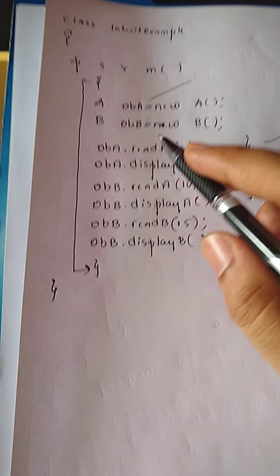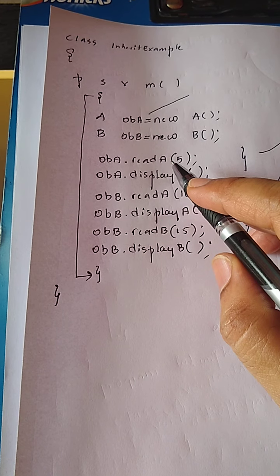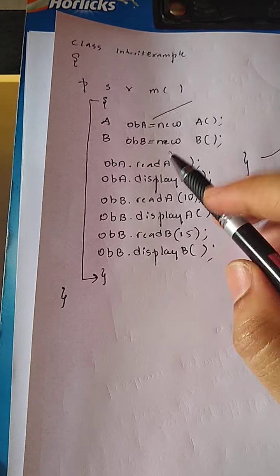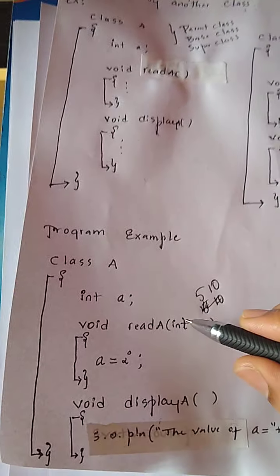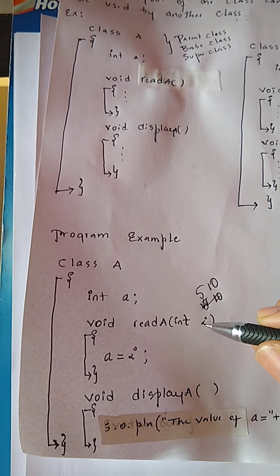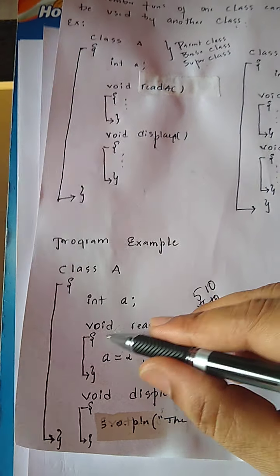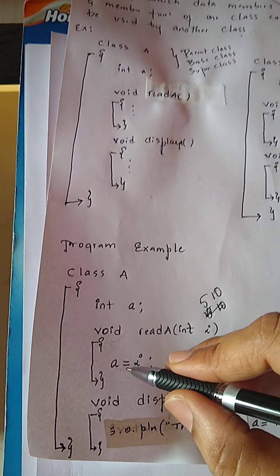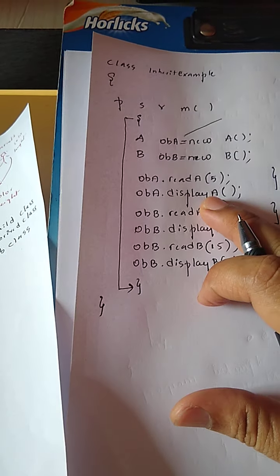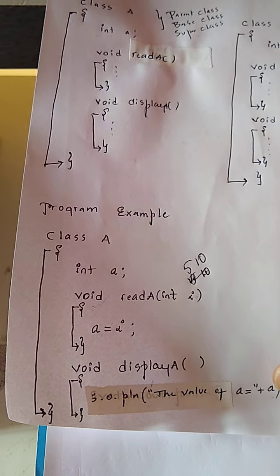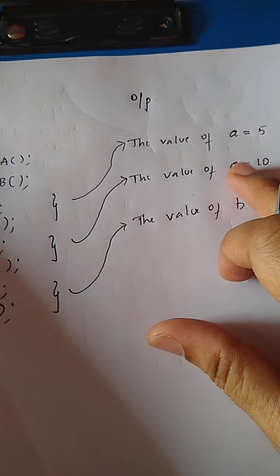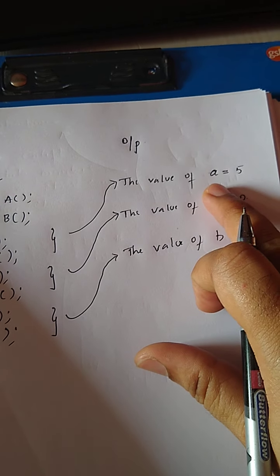First I'm using object A, which is of type class A, to call read a by passing the value 5. So what will happen? That 5 will be copied and assigned to a. Now a has the value 5. Now if I call display a, display will be executed, and you'll get the output: the value of a is equal to 5.